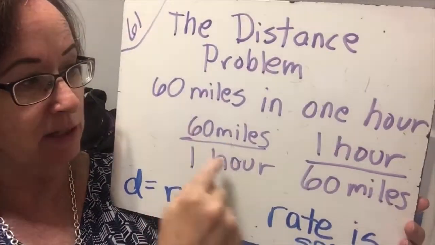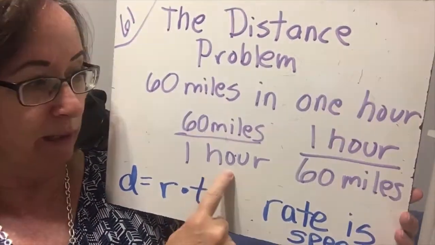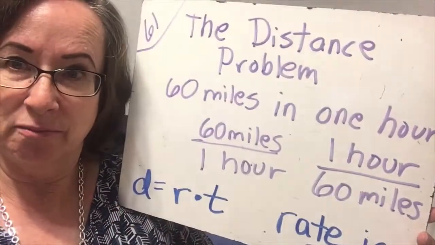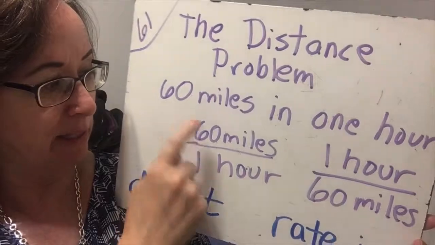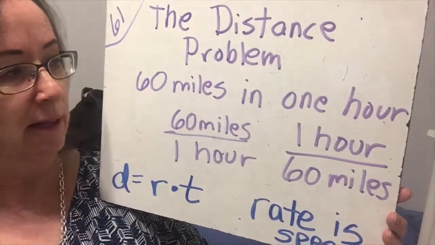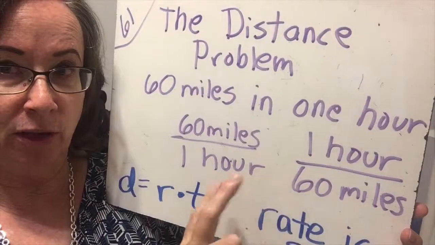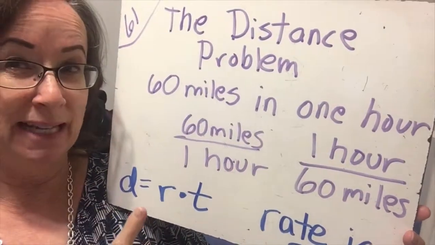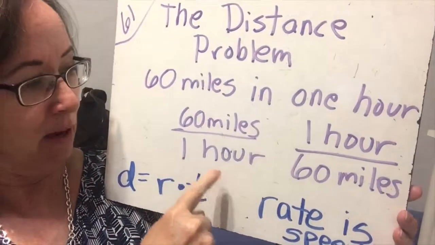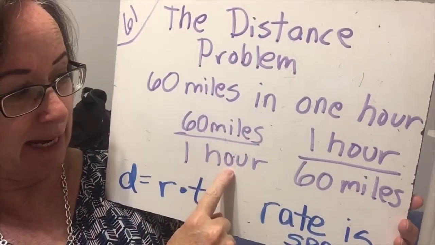Now, these are two rates. When we're using this equation, we're going to use this rate. 60 miles in 1 hour is what you may be doing on the interstate. 60 miles per 1 hour, or 1 hour per 60 miles. Both of those are equivalent rates, but if we are trying to get distance, we want to use it this way. We want to use distance. It has miles on top and hours on the bottom.